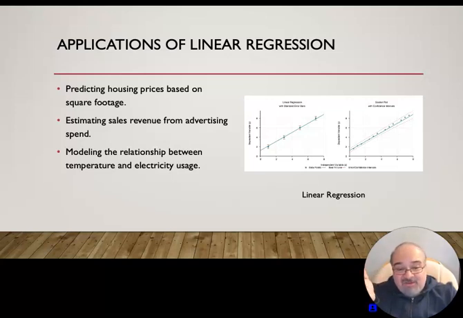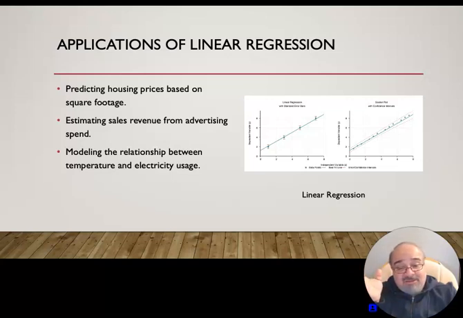If you have data on house features like square footage, number of bedrooms, location, etc., linear regression can help you maybe predict the price of a house based on these features. Advertising analytics, marketers use it to predict revenue based on advertising spend. Energy usage model by utility companies. You'd be surprised how much they use just simple linear regression to understand how temperature affects electricity consumption.